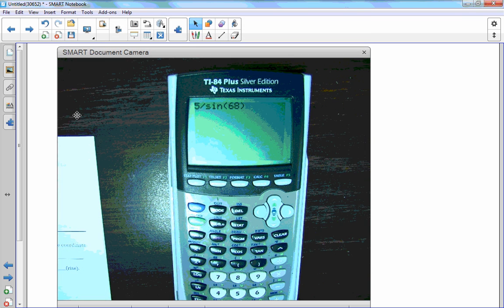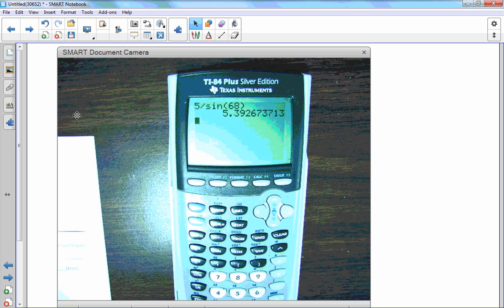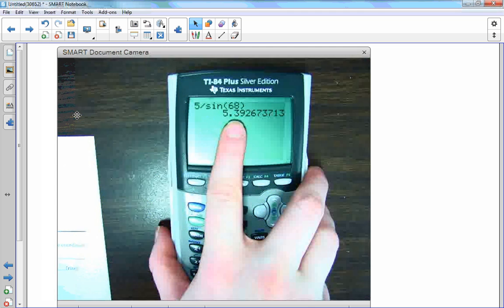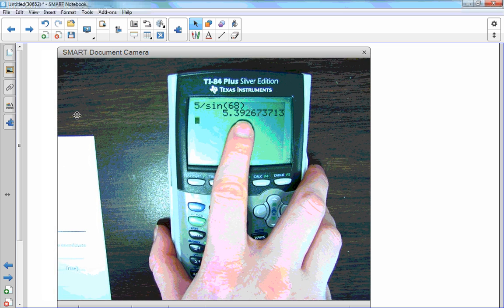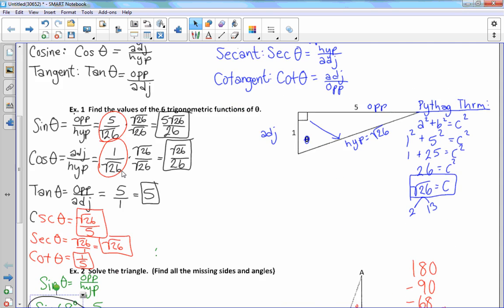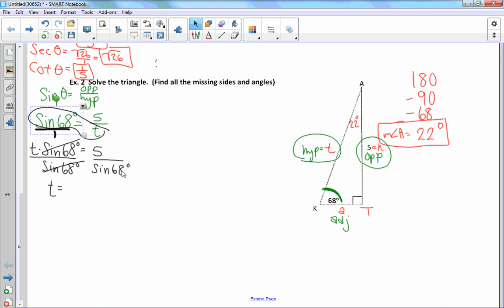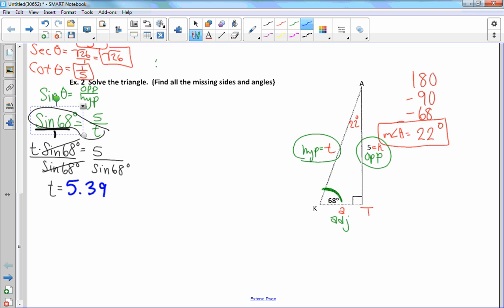Sometimes they come out nicely, but most of the time they're pretty awful decimals. So we're going to take this out to 3 decimal places. Unless directions tell you otherwise, take it out to 3 decimal places. 5.39, what would I say next? 3. 5.393. So T is 5.393, and this is a length, it's not a degree.